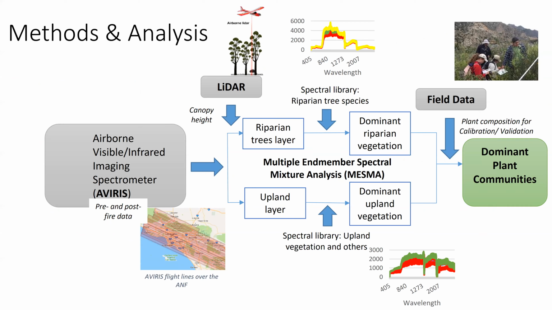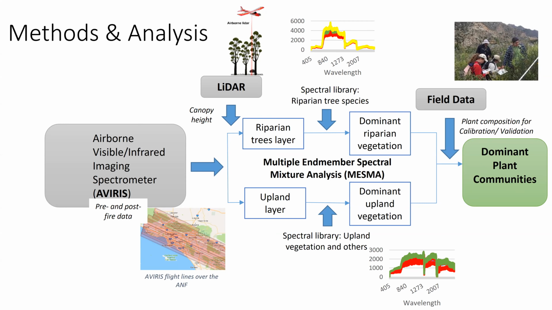So when we started this work, our main goal was using AVIRIS data and how we were going to come up with dominant plant communities. But then early on in this process, we realized that using just AVIRIS, we could not distinguish some of the dominant plant communities. And there were a lot of errors and we could not separate them, even though we had good spectral libraries of what was on the ground. That's when we decided that LIDAR was going to provide useful information here.